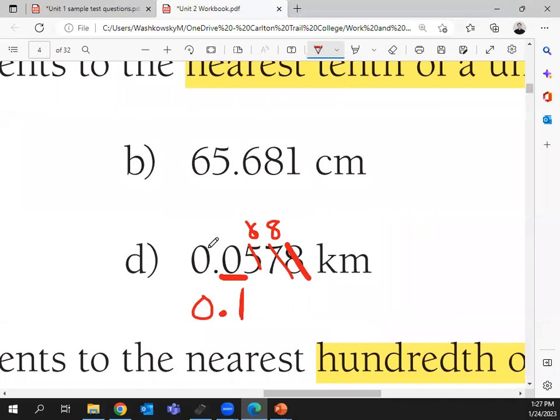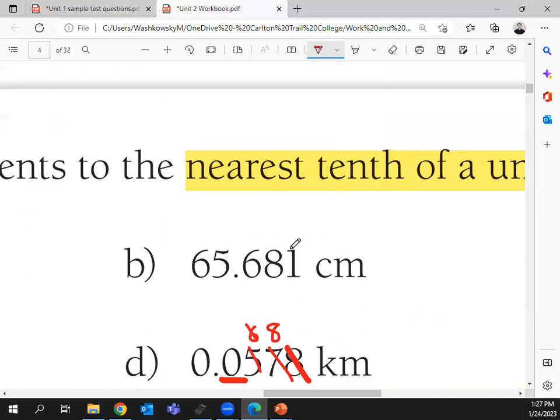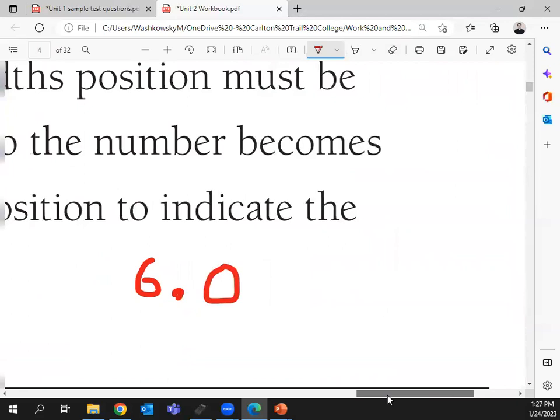So what did you get for this one? Yes. Oh, you said it was 0.06. Oh, up here? This one?